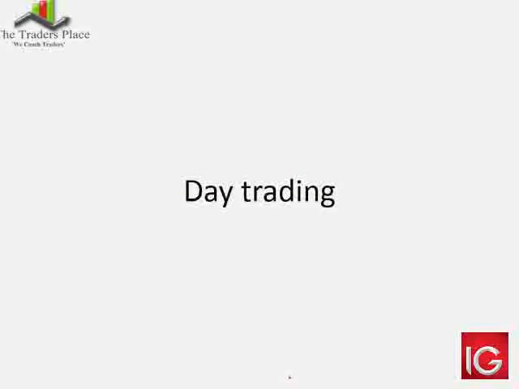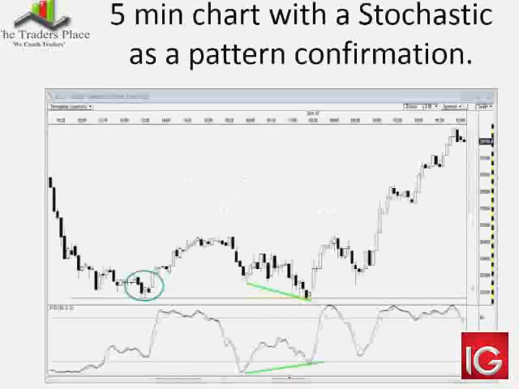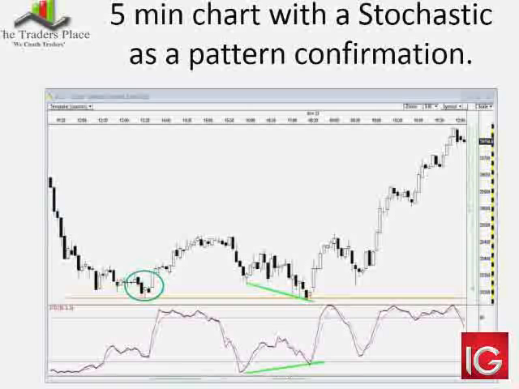For day trading, I've used a 5-minute chart here. This was just the other day. A 5-minute chart with a stochastic, and we had a very clear double bottom. On the left-hand side, we can see there was a little hammer formation over there. That becomes support. The price came down.